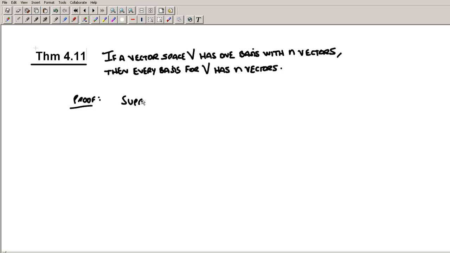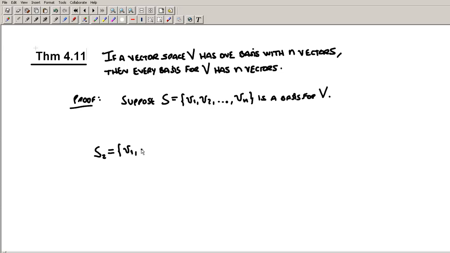Okay, let's suppose this is a basis. Suppose S equals V1, V2, all the way to Vn is a basis for V. All right. What happens if I pick another basis? Let's say here is an S2. Okay, another basis. Let's put U1, U... well, it should be U, not V. I don't want it to be the same. It could be different vectors, but let's say it's another basis.